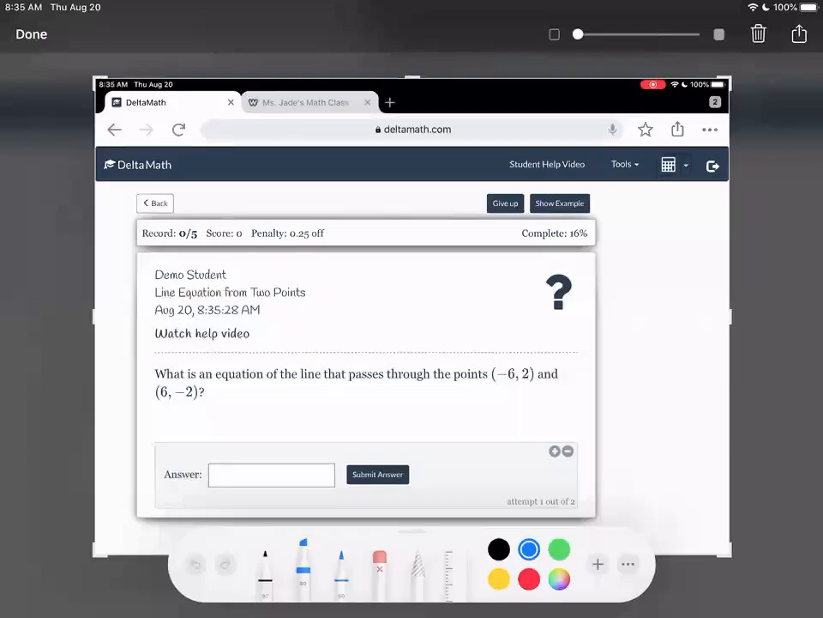Okay, so what is an equation of the line that passes through those 2 points? Okay, so we have (-6, 2) and (6, -2). So what we can do is find our slope first. So remember our slope formula, m is equal to y2 minus y1 all over x2 minus x1.